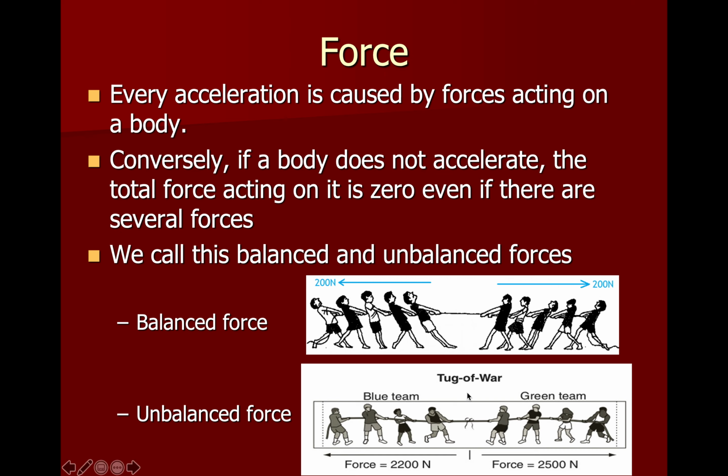Now, conversely, we have a second tug of war in which the teams are not equally matched. We have the right team, the green team, that pulls with a force of 2,500, and the blue team on the left that only pulls with 2,200 newtons of force. So in this case, we'll have an unbalanced force which will cause the rope to move in the direction of the green team, correct? Because they have more force, so this rope will move to the right. So this will come in handy in a few slides.